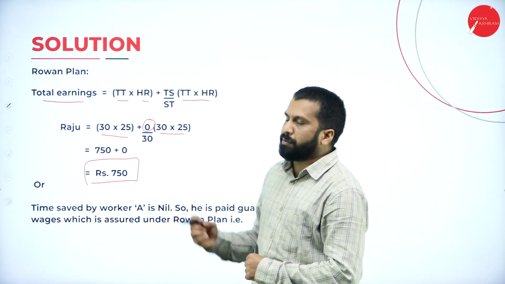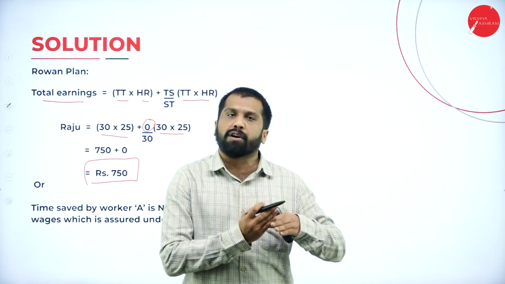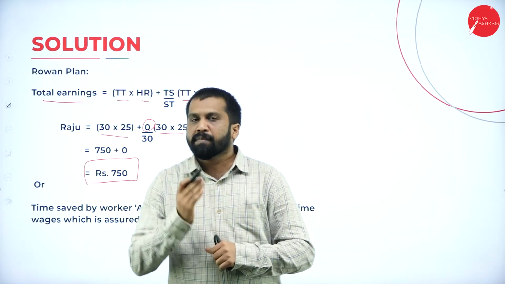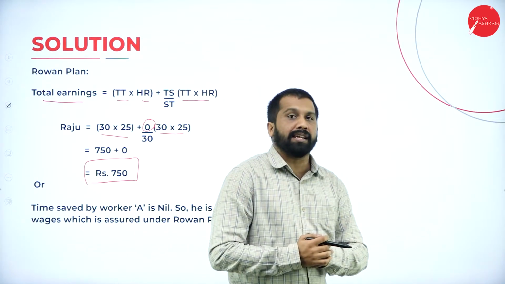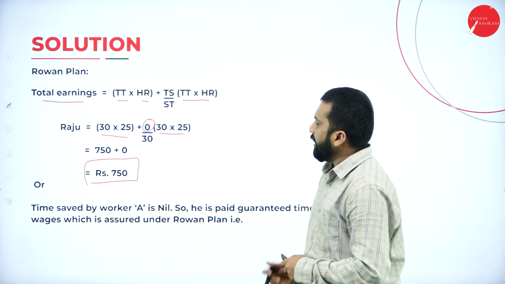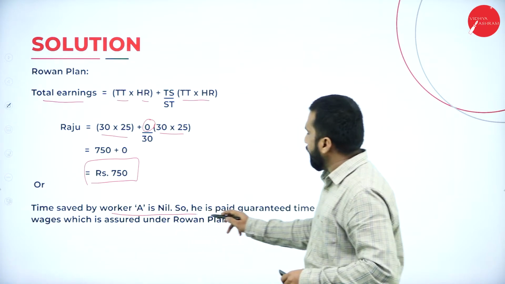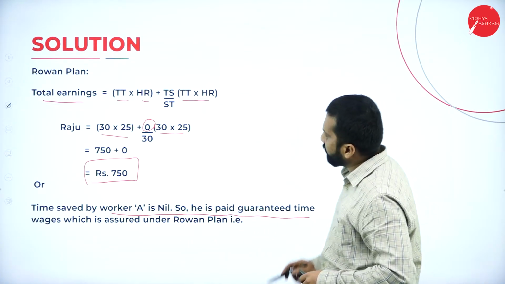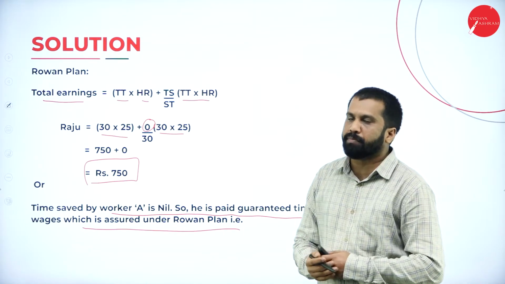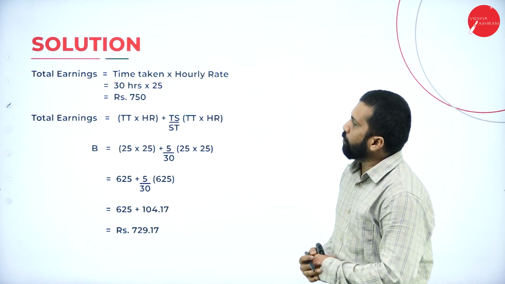See, the answer will differ because the formula is different for Halsey and different for Rowan. But if the time saved is 0, then the answer will become the same. Now, this is for A. Time saved by worker A is nil, so he is paid the guaranteed time wages, which is assured under the Rowan plan.